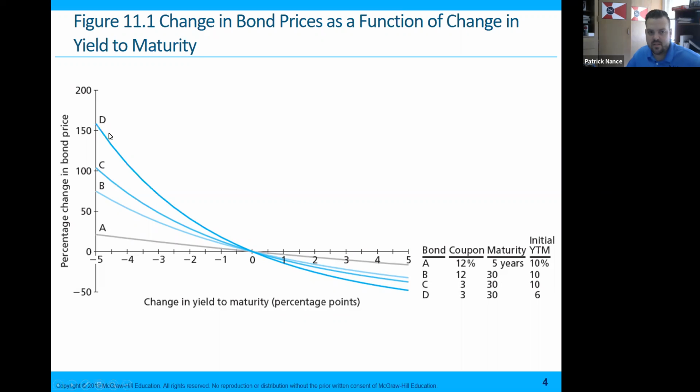This is a graphic representation of the fact that the slope of the line changes, and that these are actually curves. When you see a curve, that reflects the statements that it increases, but at a decreasing rate. That's generally the flattening of a line we're talking about. This axis is the change in percentage points for yield to maturity, and this is the percentage change in bond price.